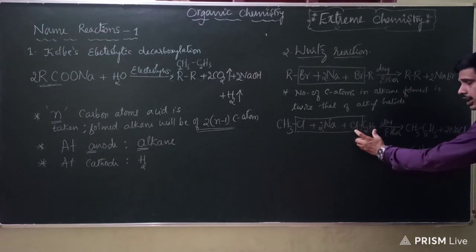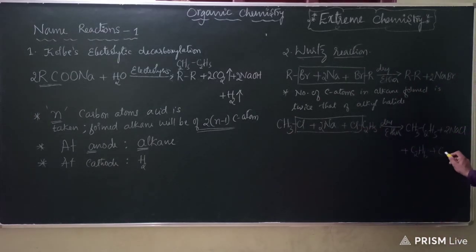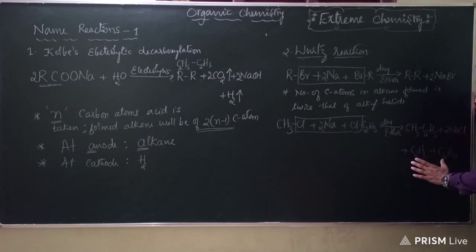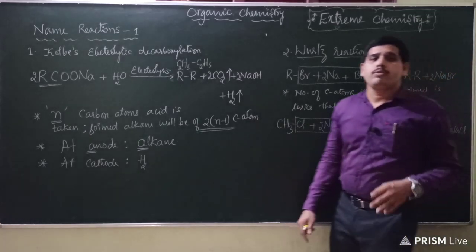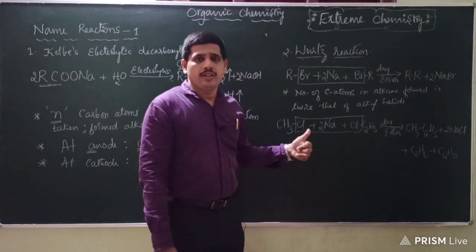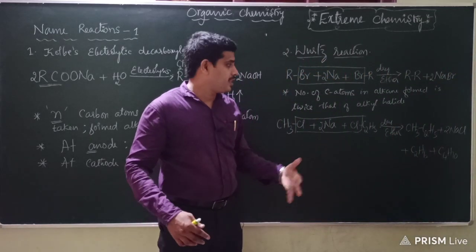The same thing happens when ethyl chloride reacts with itself: the compound formed is butane, C4H10. Do you observe here, instead of getting propane, CH3C2H5, which is C3H8, we end up with ethane and butane as well. So how many products are formed? 3. Three alkanes are formed instead of 1. So this is a limitation. You cannot say that this is an advantage.